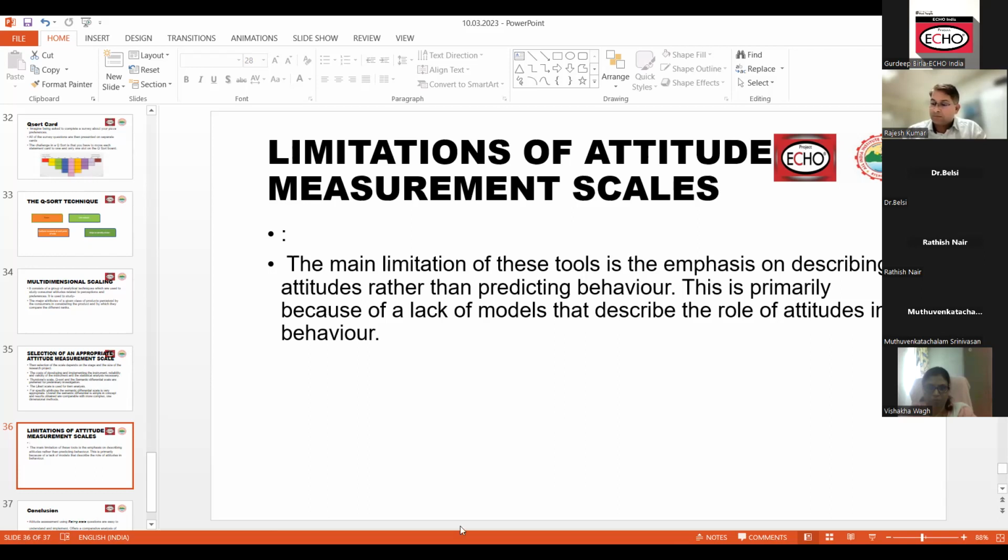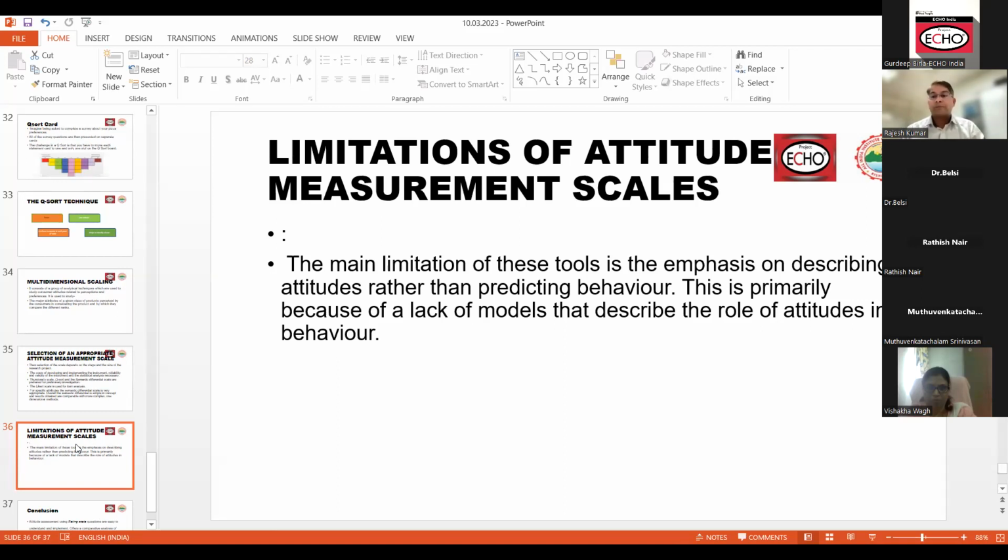So we have seen how attitude scales are used, what kinds of attitude scales exist, and how these scales are utilized for research. And at the same time, the advantages and disadvantages of each type of scale which are used mainly for research purposes.